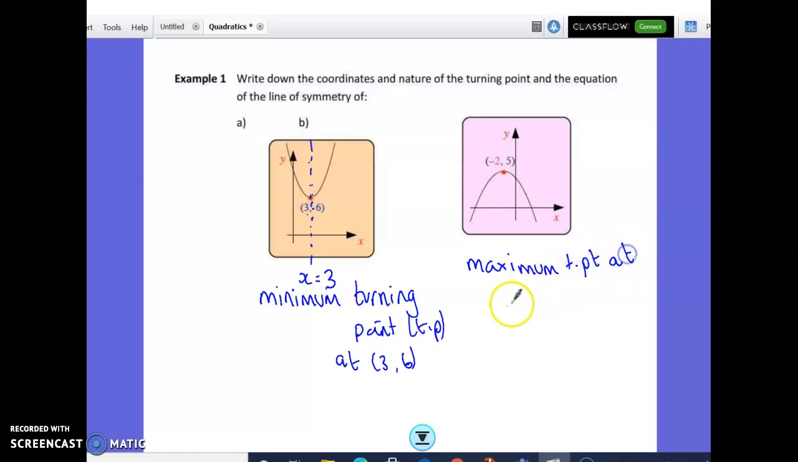If we look at this one, it's turning at the top, so it's a maximum turning point, and it's a maximum turning point at -2, 5, and my line of symmetry goes through my x coordinate again, so it would be x equals -2.